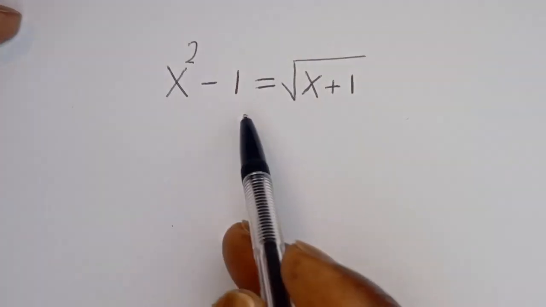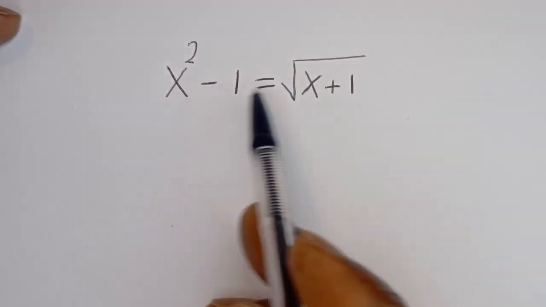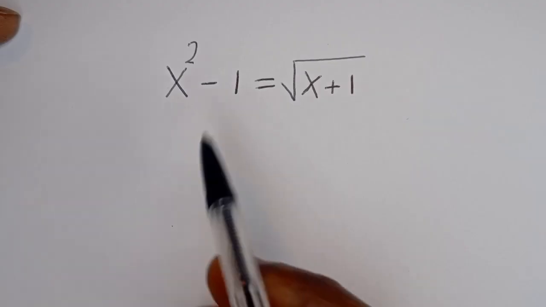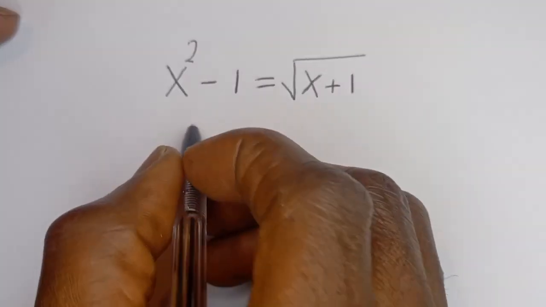Hello, how to solve for s in this equation? s squared minus 1 is equal to square root of s plus 1. Solution.